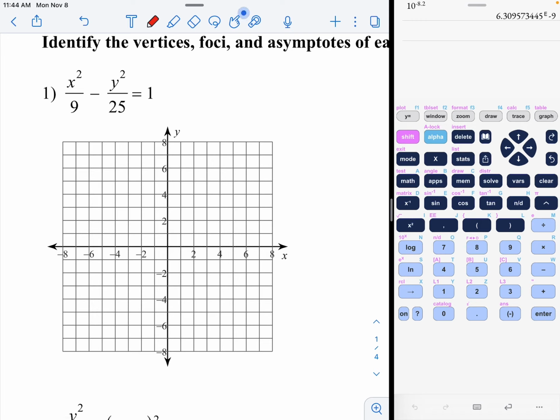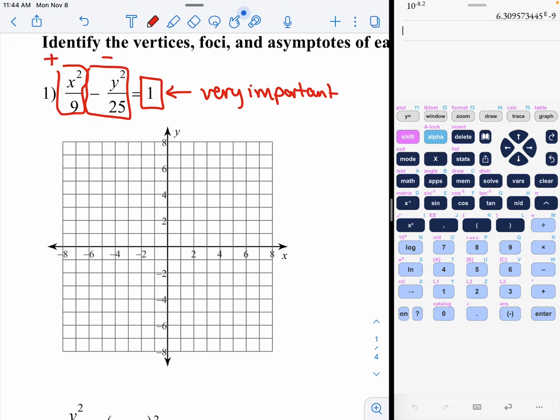of hyperbolas. So the first thing we're going to notice is that it does need to be equal to 1. That's very important. If it's not equal to 1, you'll have to divide everything by whatever it's equal to, so it does equal 1. And then we are going to address this idea that x squared is the positive term and y squared is the negative term.